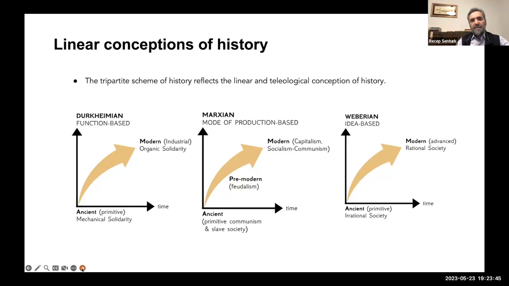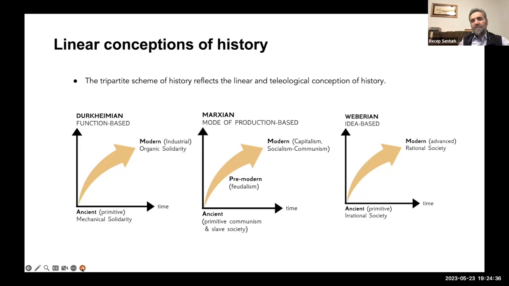Examples of linear conceptions of history: for instance, Durkheim argued that there is a movement in history from mechanical solidarity, which is the character of ancient primitive societies, to organic solidarity, which is the attribute of modern industrial societies. So his approach to progress or social evolution was a functionalist approach. And Karl Marx also shared this idea of progress, but his approach was based on production.